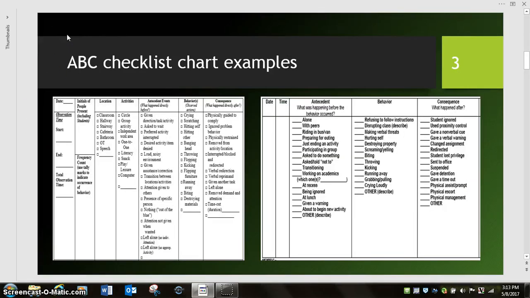Another method of collecting ABC data is to use checklists. Now here are some examples. I know it's hard to see exactly what's written on these examples. If you do a Google search, I'm sure you're going to come up with a variety of examples that you can use as a guide to create your own, which I would encourage you to do. This just gives you an idea of some of the variables and how these checklists are populated so that they would really make the data collection process a little easier.